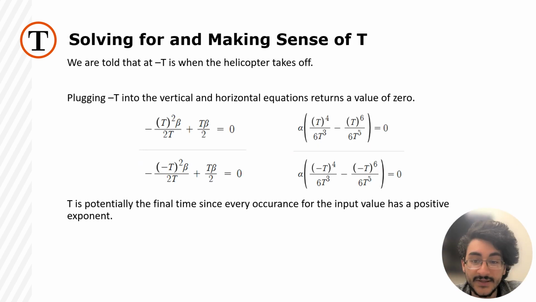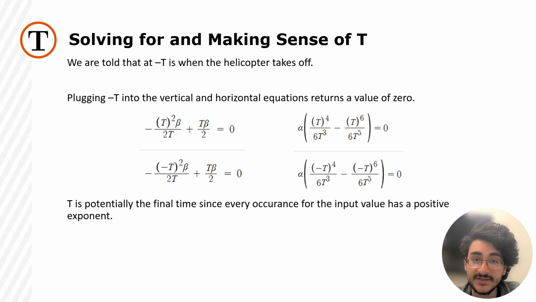On this slide, we'll be solving for and making sense of the constant T. We're told within the scenario's description that the helicopter takes off at time negative T, which means that it's a unit of time. Notice that in the horizontal and vertical velocity equations, plugging in negative T, which is the initial time, into the equations gives us a value of 0. This makes sense because the horizontal and vertical velocity should be 0 because the helicopter starts at rest.